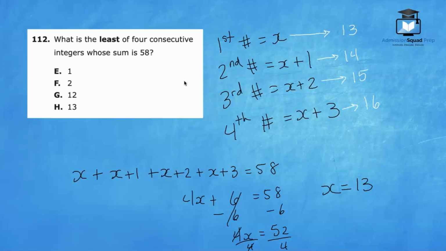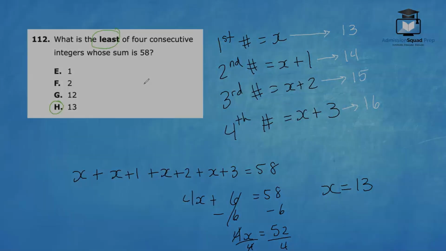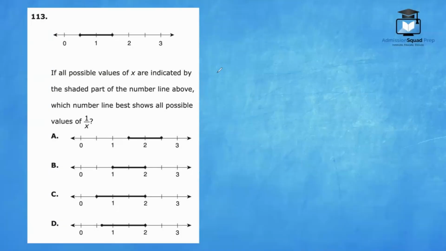Since the problem asks what is the least or smallest of the 4 consecutive integers, the correct answer is choice H. Number 113. If all possible values of x are indicated by the shaded part of the number line above, which number line best shows all possible values of 1 divided by x?